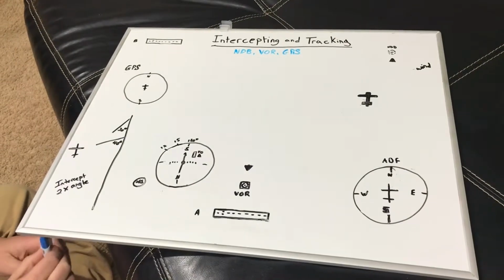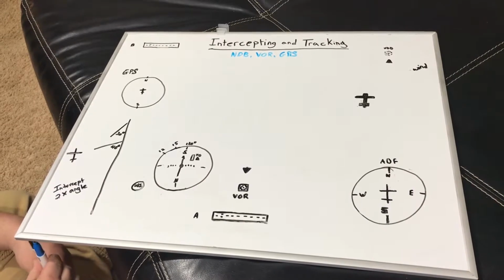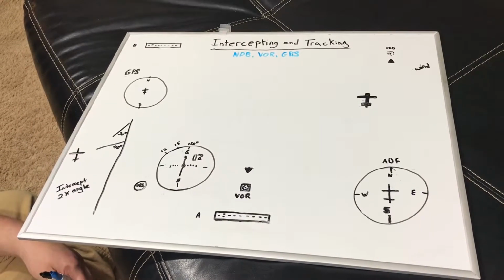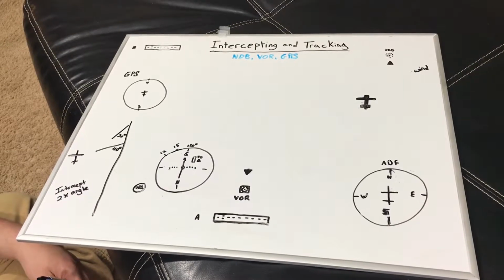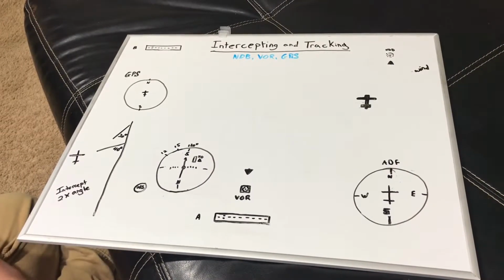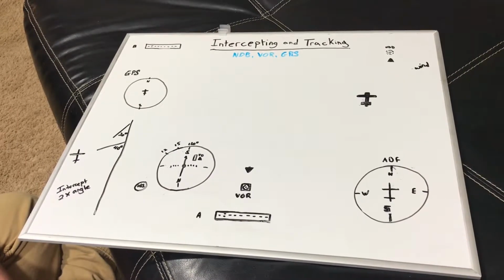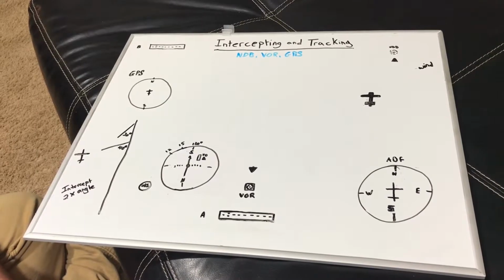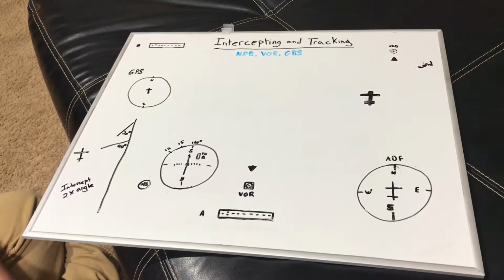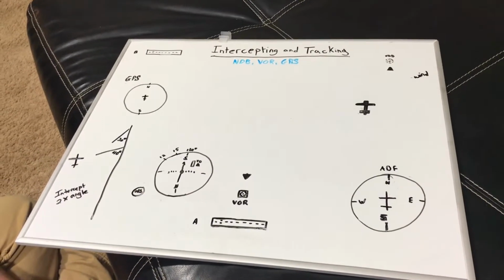Hey class, today I'm going to be talking to you about intercepting and tracking on navigation systems. We're going to start with NDBs, or non-directional radio beacons. NDBs are a ground-based radio navigation system that require an ADF needle to be able to track. And tracking an NDB requires interpretation of the wind and drift angle to track on course.